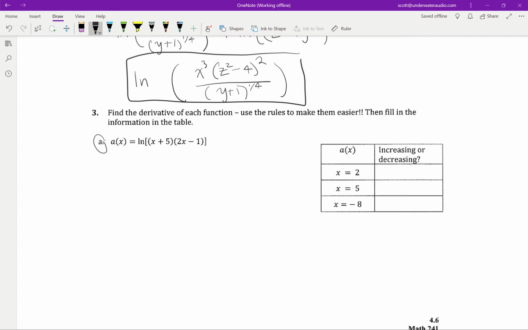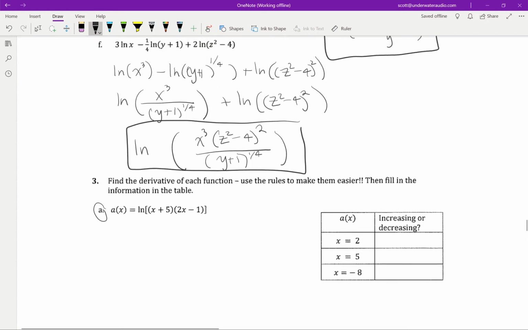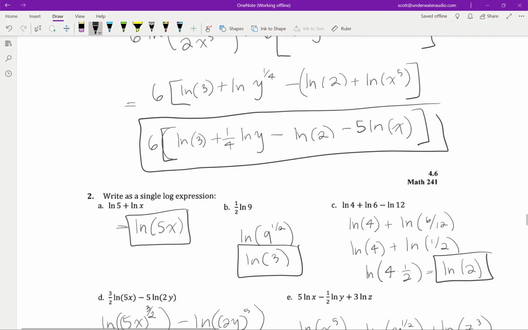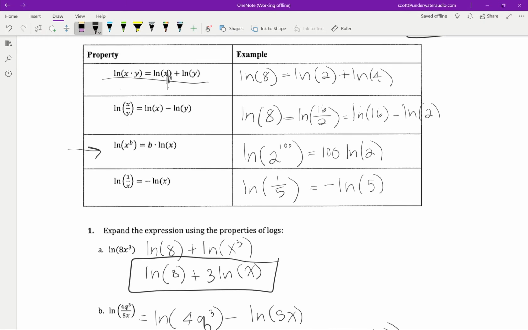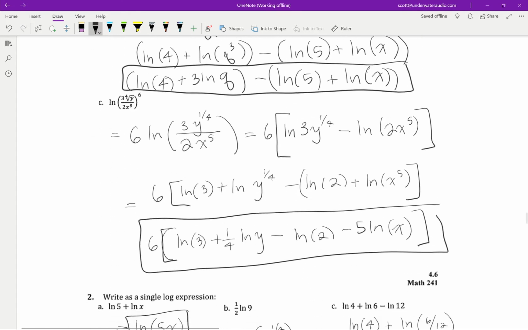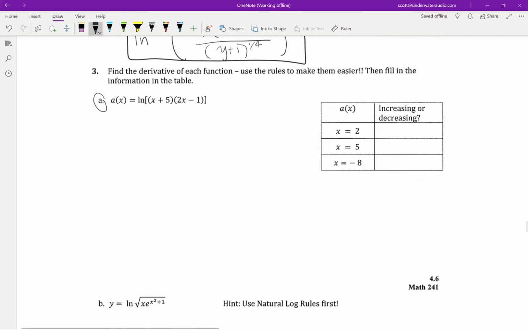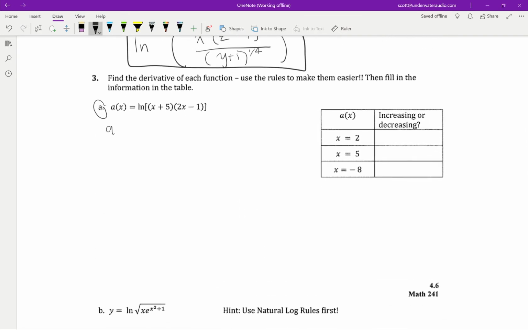So whenever there's multiplying like this, that would mean the product rule. So I'm going to look and see if there are any rules that would make it so I didn't have to use the product rule. Aha, the first rule. So the first rule up at the top, if you have the natural log of two things multiplied together, you can separate it to be addition. And I think I'm going to use that. So this is the same thing as the natural log of x plus 5 plus the natural log of 2x minus 1.